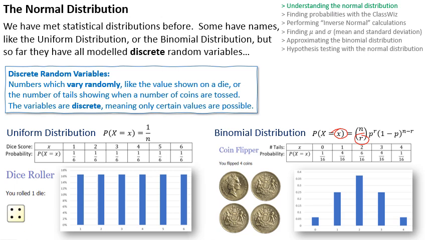What we're going to be looking at with the normal distribution is something called a continuous random variable, where instead of the possibilities being restricted to certain values, we'll have more like a sliding scale, or rather than a counting of something, like with the coin flipper, we might have the measurement of something. Just like when we look at the distinction between discrete data and continuous data.